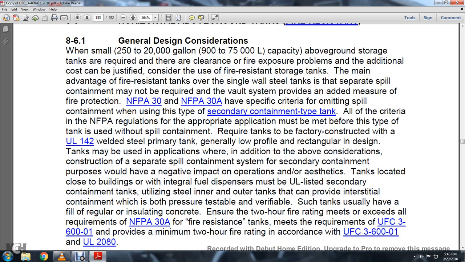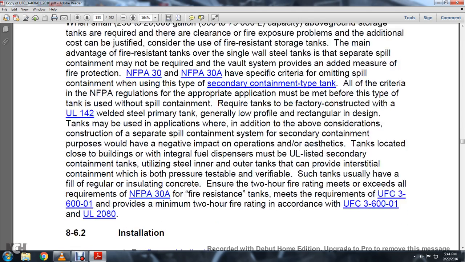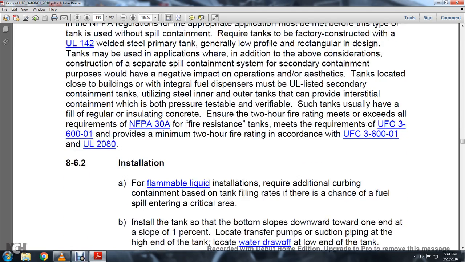Utilizing steel inner and outer tanks that can provide interstitial containment, which is both pressure testable and verifiable. Such tanks usually have the fill regulator insulation concrete. Ensure the 2-hour fire rating meets or exceeds all requirements of NFPA 30A. The fire resistant tanks must meet the requirements of UFC 010, provided with a minimum of 2-hour fire rating in accordance with UFC 010 or UL-2080.